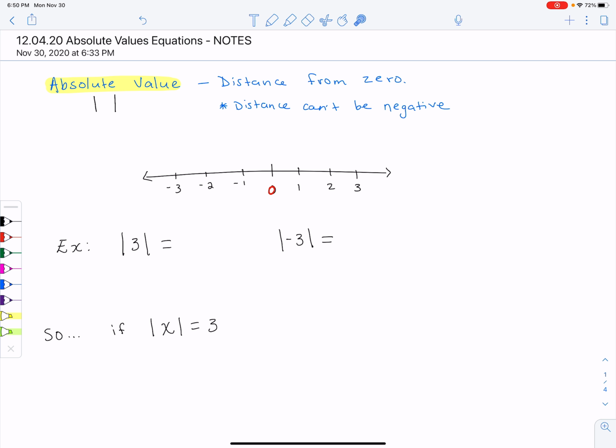So take, for instance, the absolute value of 3. That's how you read this, absolute value of 3. Well, 3 is right here. So absolute value of 3 just means how many units away from 0 is 3? Well, that's 1, 2, 3. So it's 3 units away from 0. So the absolute value of 3 is 3.